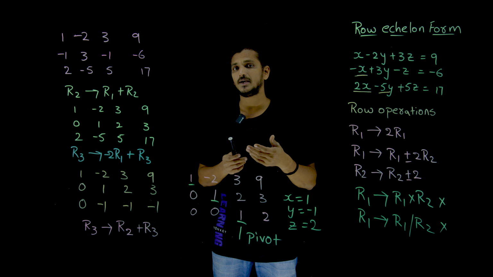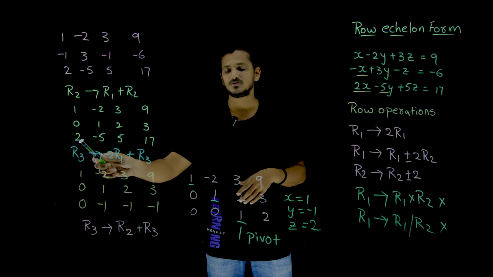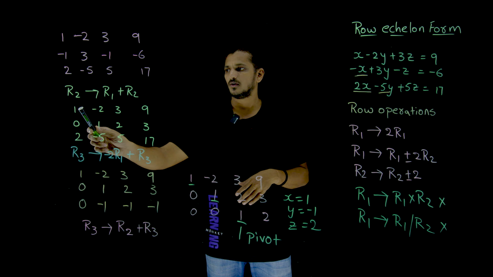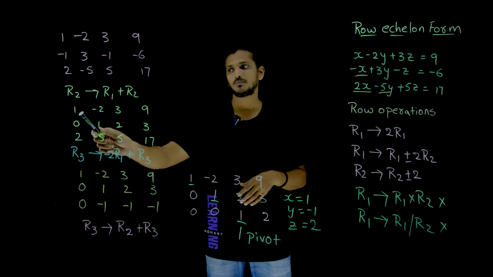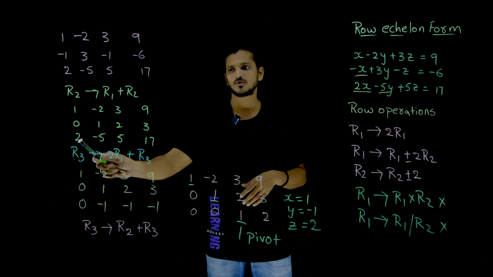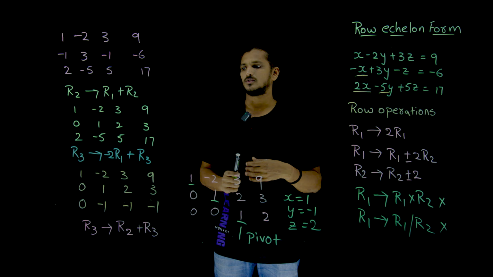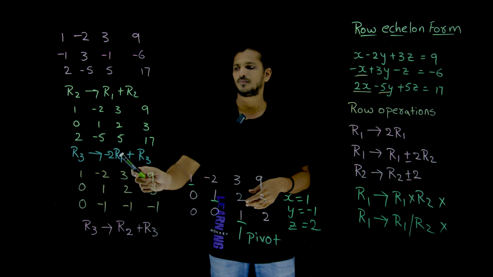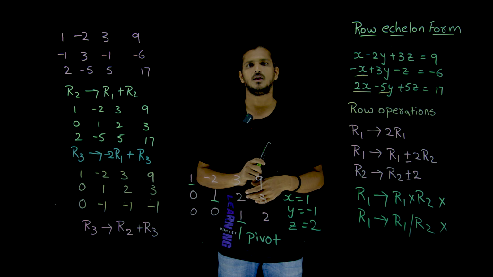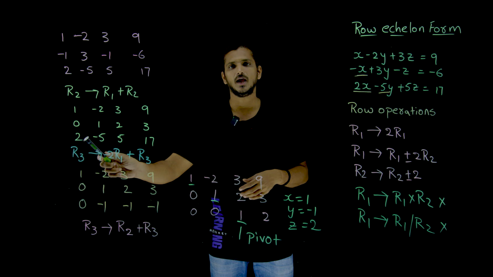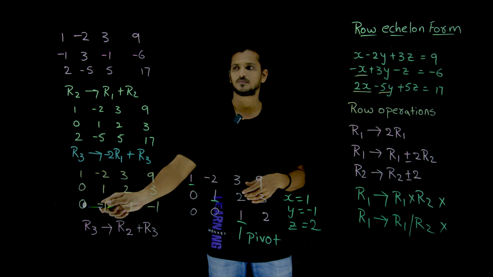If you want to make this element 0, what row operation can we do? When you multiply the first row by minus 2 and add it with row 3, you are going to get 0 here. So row 3 is equal to minus 2 multiplied by row 1 plus row 3. You are going to get 0 at this term. So minus 2 plus 2, 0.